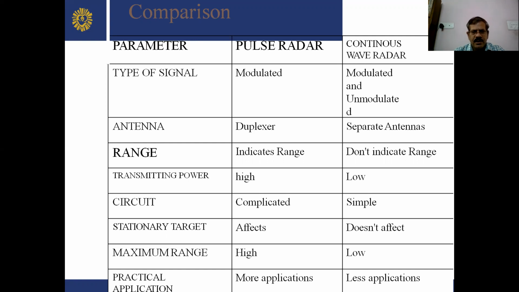Stationary targets in pulse radar affect it, while in CW radar they don't affect it. Maximum range in pulse radar is high, while in CW radar it is low. Practical application of pulse radar has more applications, and practical application of CW radar has fewer applications. So these are some comparisons between pulse radar and CW radar.